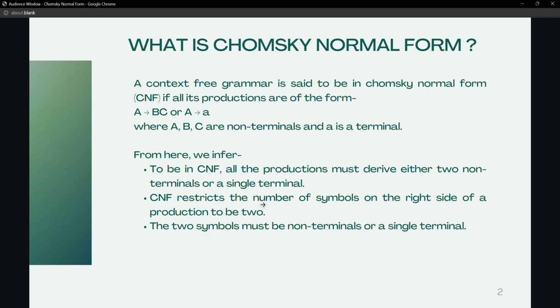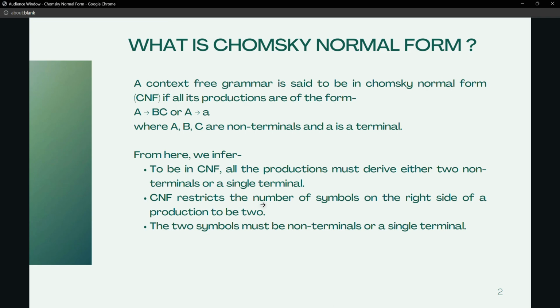So what is Chomsky normal form? A context-free grammar is said to be in Chomsky normal form if all its productions are of the form A gives BC or A gives a, where A, B, C can be non-terminals and small a can be referred to as a terminal. In formal language, a context-free grammar is said to be in Chomsky normal form, first described by Noam Chomsky, if all of its production rules are of the form A gives BC or A gives a or S gives epsilon, where A, B, C are non-terminal symbols and the letter a is a terminal symbol, which represents the constant values, S is the starting symbol, and epsilon denotes the empty string.